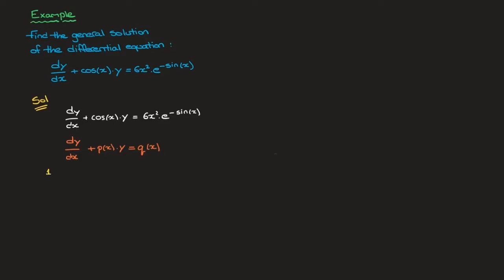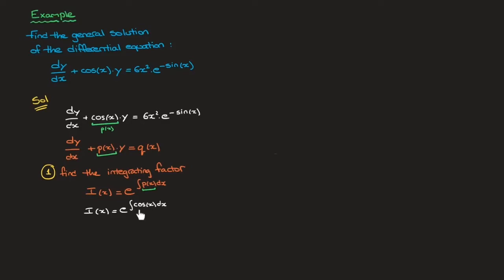The first step, step 1, is to find the integrating factor. So I'll just write that: find the integrating factor. We'll usually refer to the integrating factor with capital I of x. And to find it, we use the fact that it's equal to e to the integral of p of x, where p of x is the function multiplying y. So for this example, p of x is cosine of x. And we can state that I of x is equal to e to the integral of cosine of x.